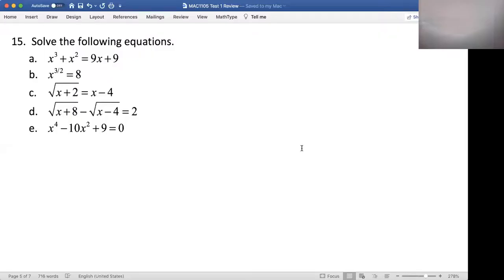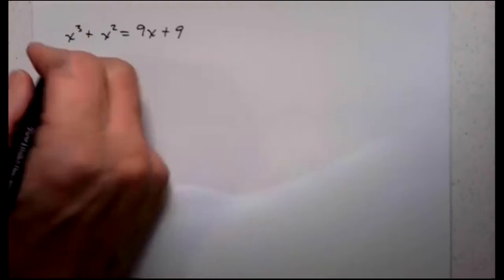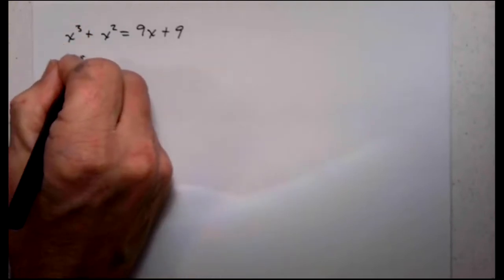Okay, we're going to work on the following equations. The first one is x cubed plus x squared equals 9x plus 9. So we're going to factor each side, factoring out the x squared on the left.